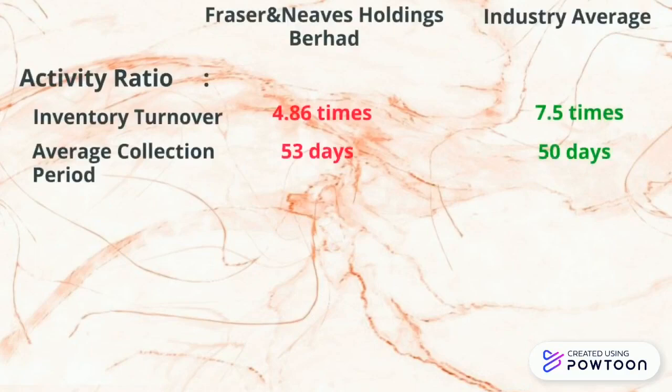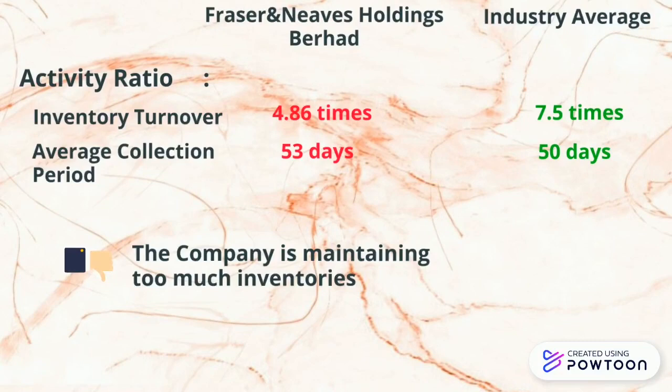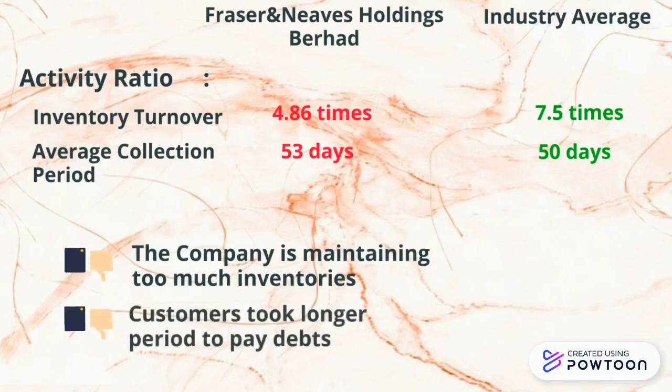On the other hand, activity ratio. The company's inventory turnover is also very much lower than the industry, and this could be due to lower sales or the company is maintaining too much inventories. Its customers also took a longer period to pay back their debt, as shown by the average collection period.